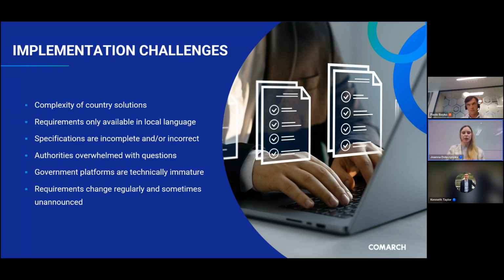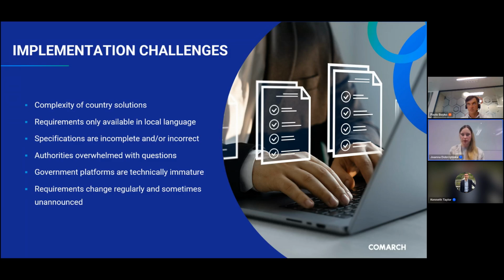In addition to that, the ever-changing nature of requirements and the lack of proper communication from authorities can also create confusion and unfortunately lead to non-compliance. So it is crucial to stay informed and be quite proactive in monitoring the updates in order to adapt the systems accordingly.